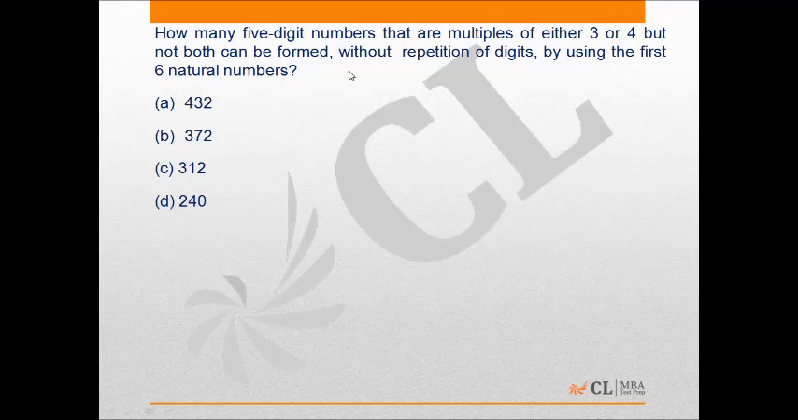Here we have 6 numbers, 1 to 6, and we have to form 5-digit numbers which are divisible by 3 or by 4, but not by both 3 and 4. So these are the conditions for the question. To solve it, let's first find out how many numbers are divisible by 3, how many are divisible by 4, and how many are divisible by both 3 and 4.